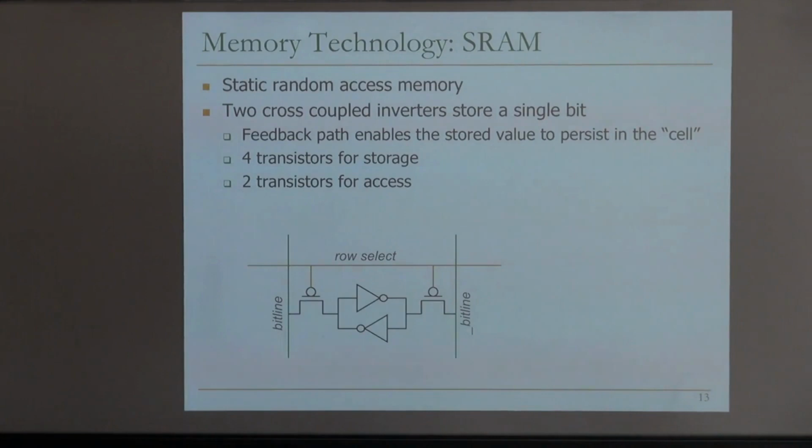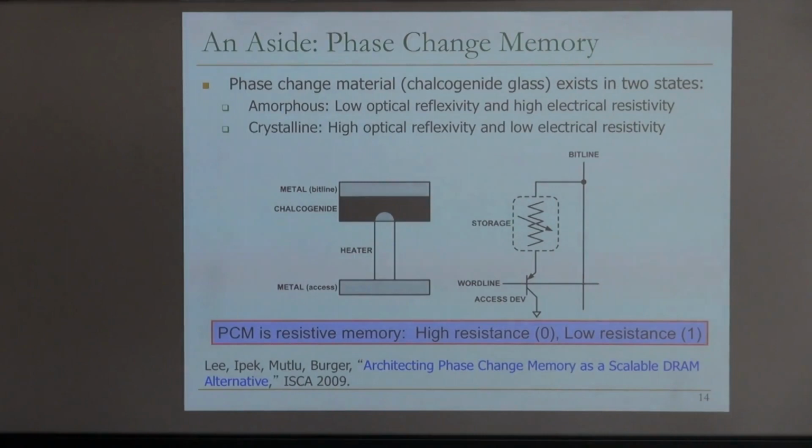This is another technology which we're going to talk about. This is phase change technology. Basically, there's some sort of phase change material that can exist in two states. Chalcogenide glass is one example. In one state, it exists in amorphous form. This state has low optical reflectivity and high electrical resistivity. The crystalline state has high optical reflectivity and low electrical resistivity. And through heating and cooling, you can change between these two states reliably.